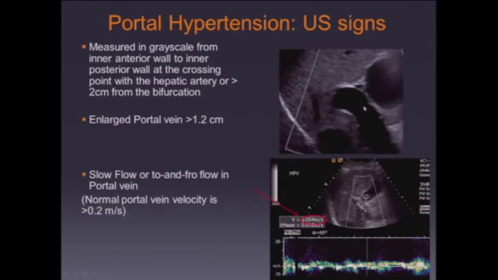As the portal hypertension worsens, portal vein velocity drops lower and lower, and eventually you reach a stagnant state. Normal portal vein velocity is greater than 0.2 meters per second or 20 centimeters per second. This patient has very slow antegrade flow in the portal vein down to 0.05 meters per second or 5 centimeters per second. And as the velocity drops lower and lower, you reach the stagnant state where you have slow to and fro flow, with a little bit of blood going forward and a little bit of blood going retrograde. So this is known as the stagnant or to and fro flow in advanced portal hypertension.